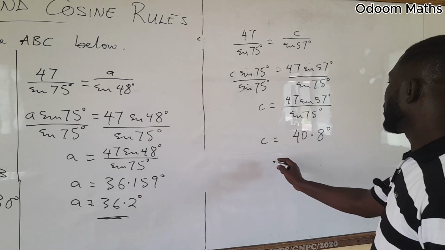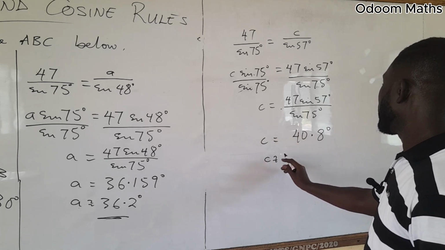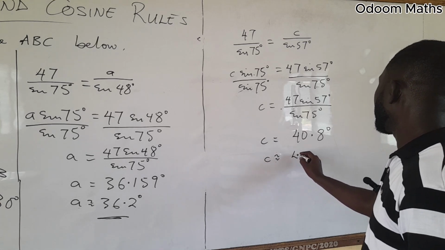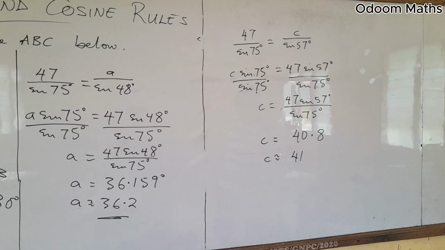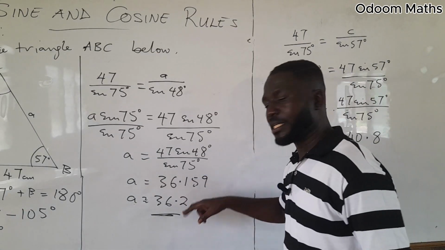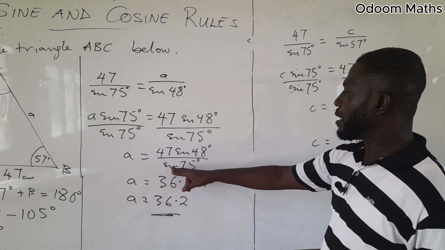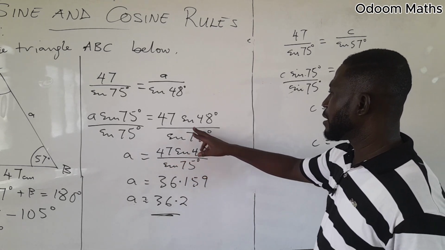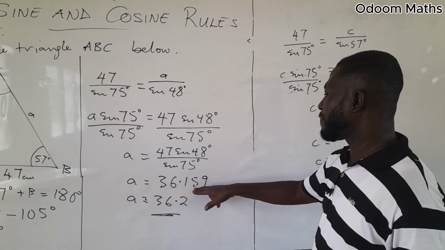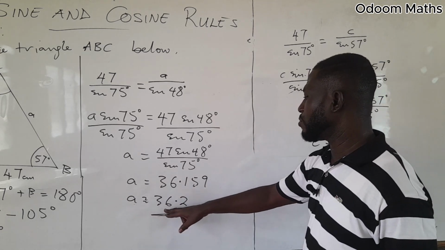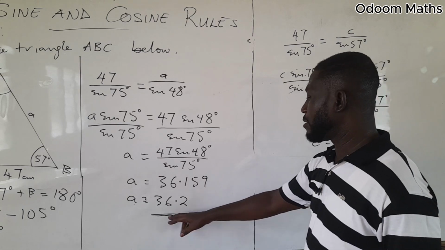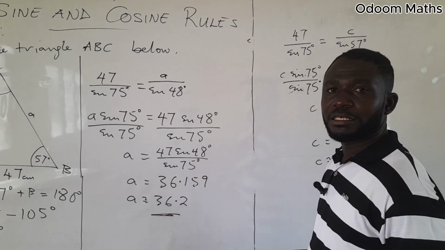Okay, so C becomes 40.8, and that C is approximately equal to 41 units. So here there is no degree sign here. There is no degree sign here. Okay, so that is 47 sine 48. After going through all these things, this is going to give us 36.159, and then that is approximately equal to 36.2 units. And then you can say 36 units.